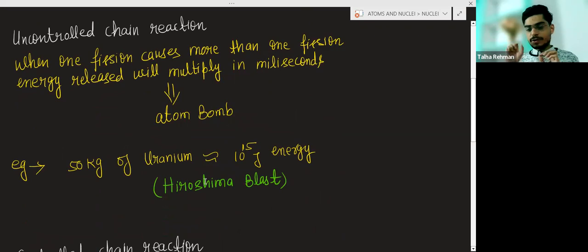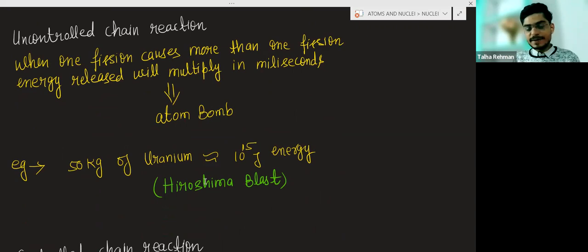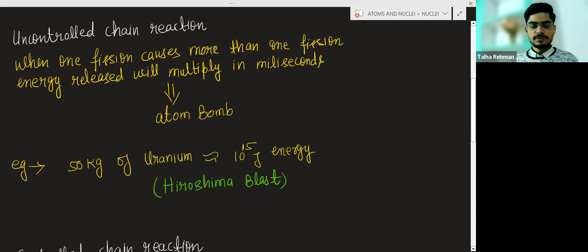So basically they dropped an atom bomb, and there is a blast of the atom bomb. Basically, in an atom bomb, fission reactions are taking place, uncontrolled fission reactions, and due to that, a large amount of energy is released, and due to that, there is a large amount of destruction also.